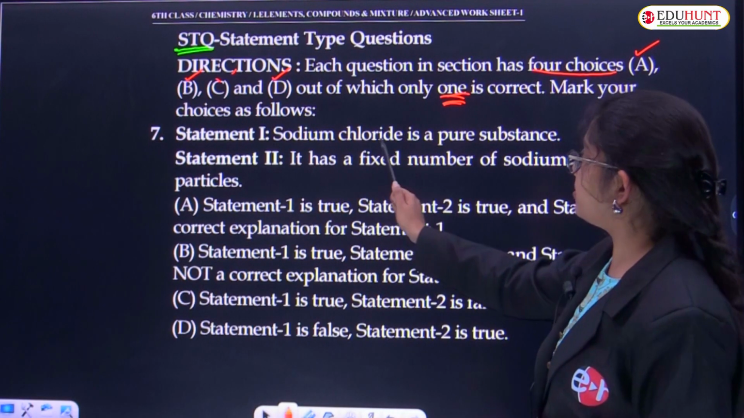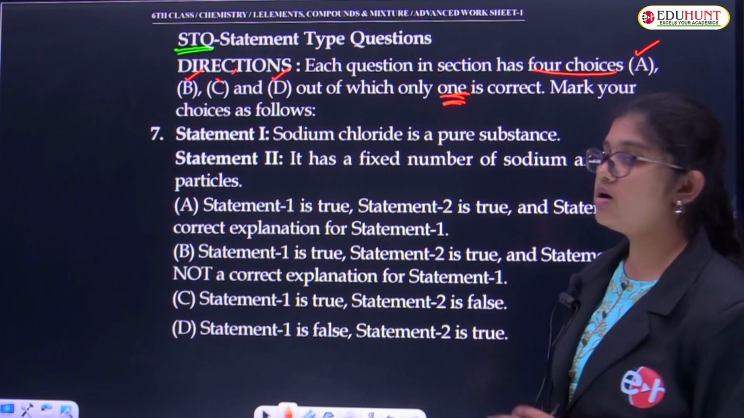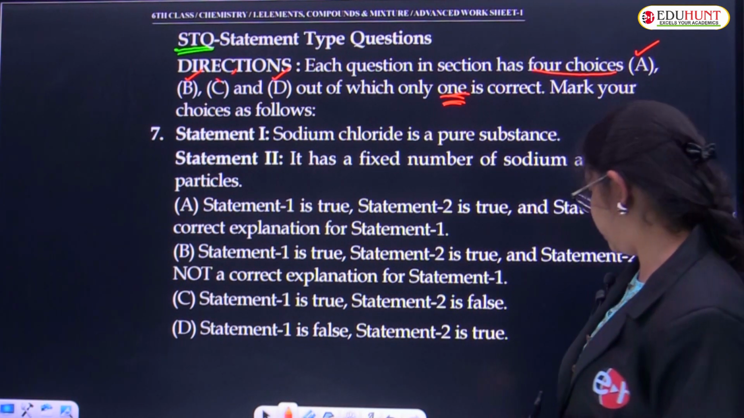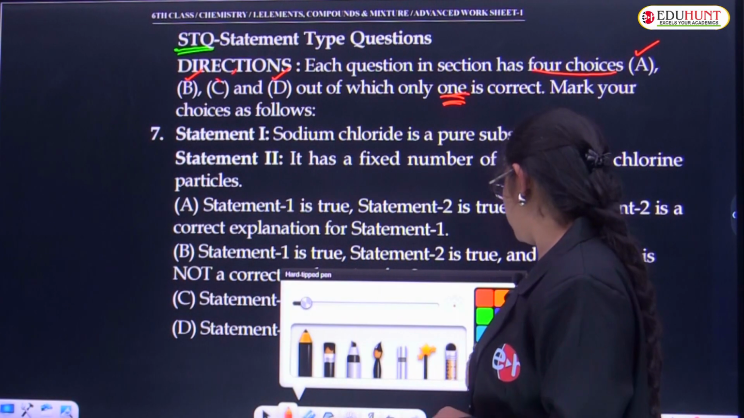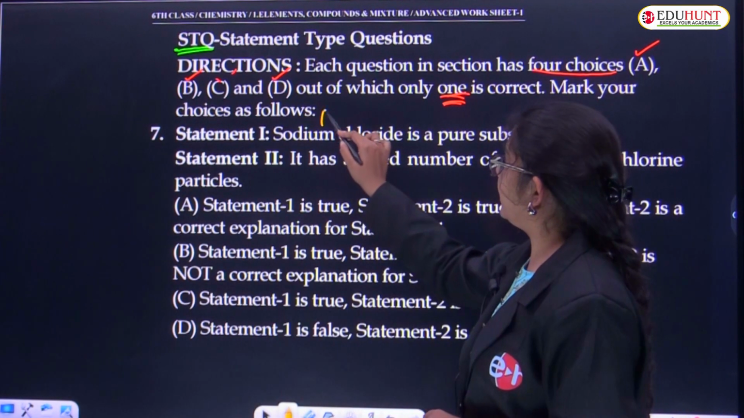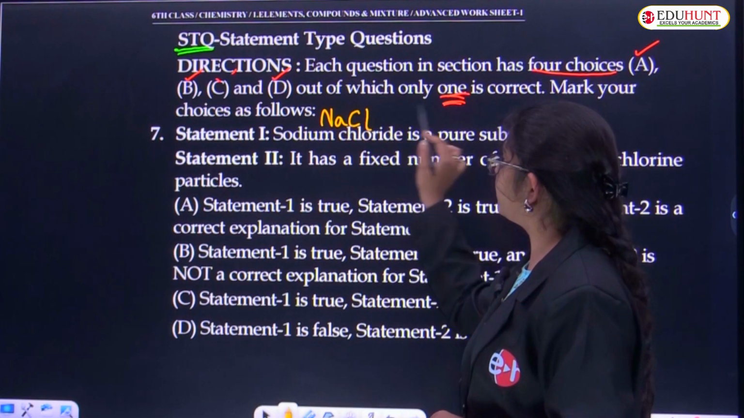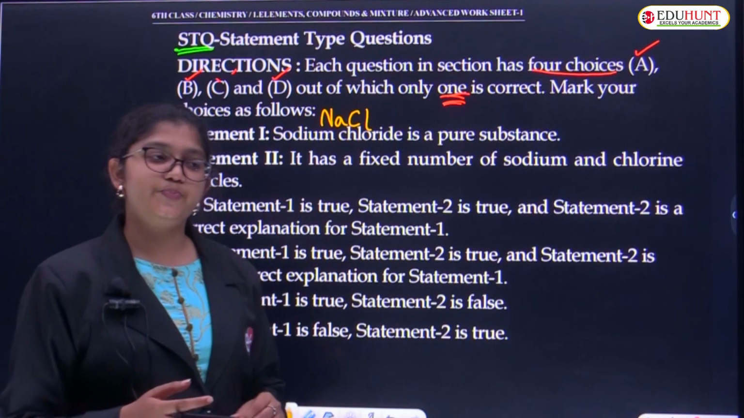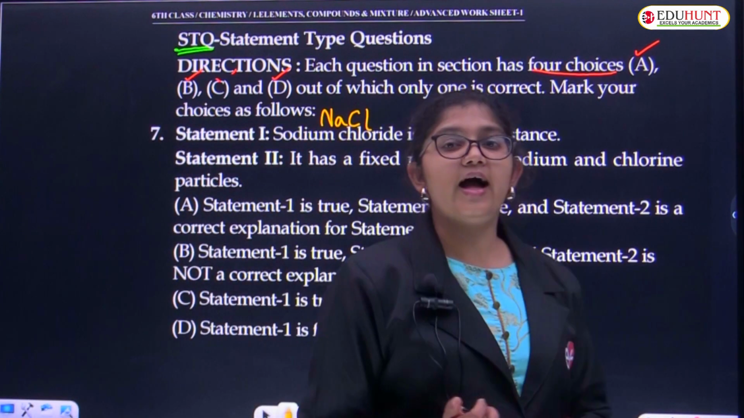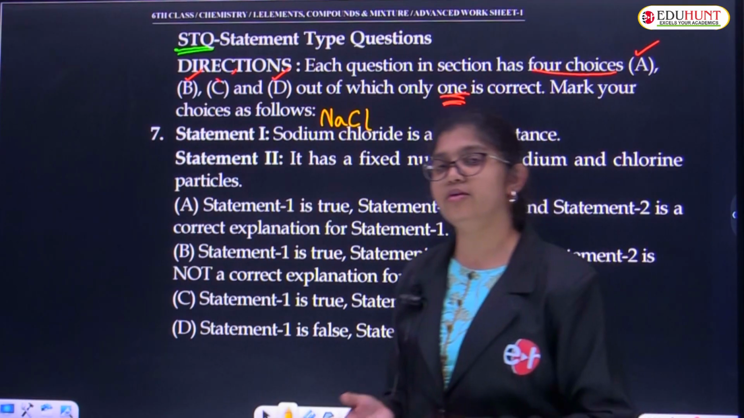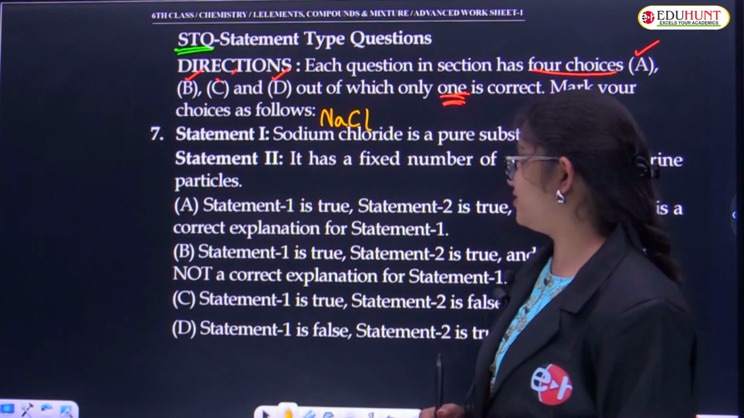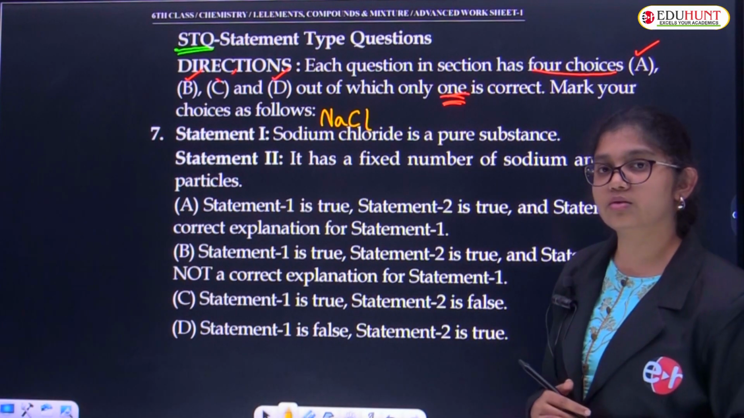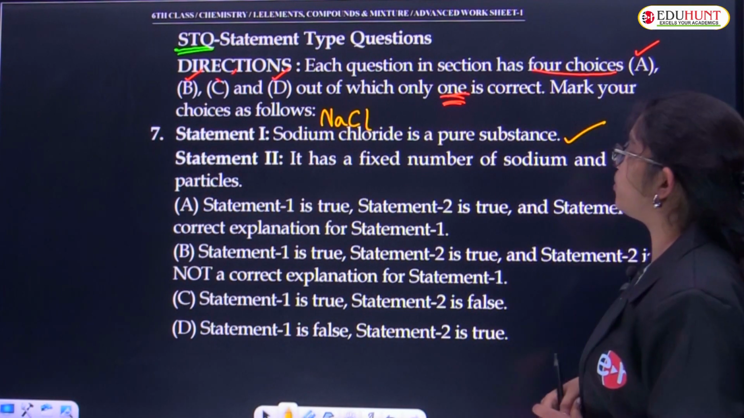Ready? Sodium chloride is a pure substance. Yes. What is sodium chloride, children? Yes, NaCl, sodium chloride. Sodium chloride is also called table salt, common salt, halide. Any other name? No? Okay, leave it. Sodium chloride is a pure substance. Is it right or wrong? Yeah, absolutely right.